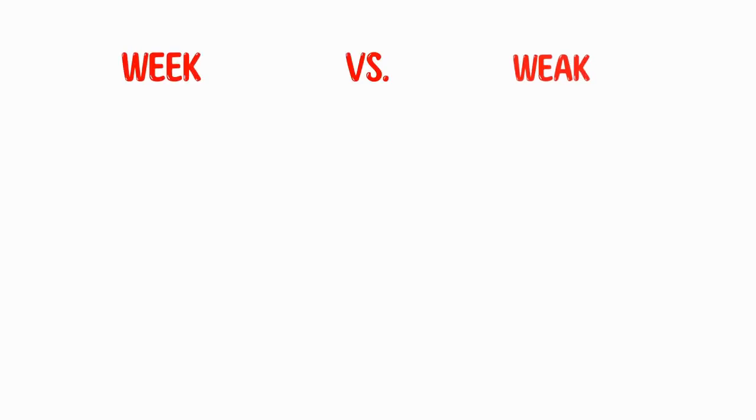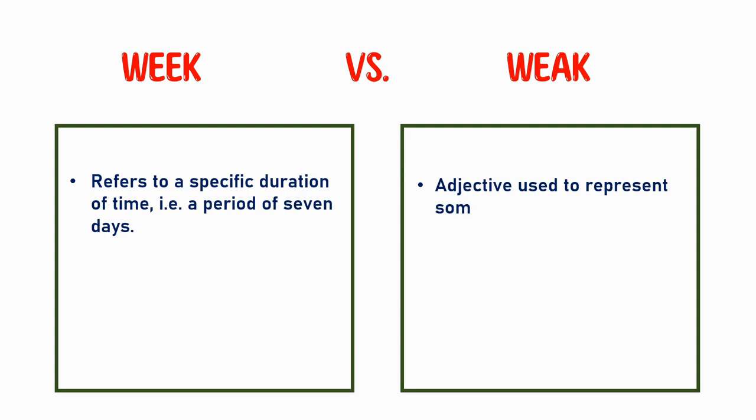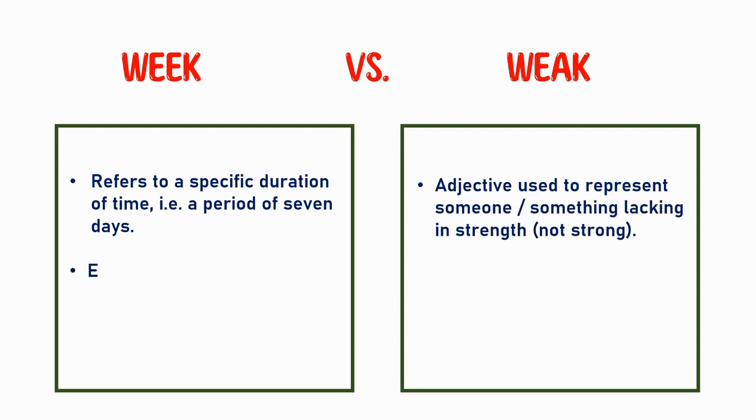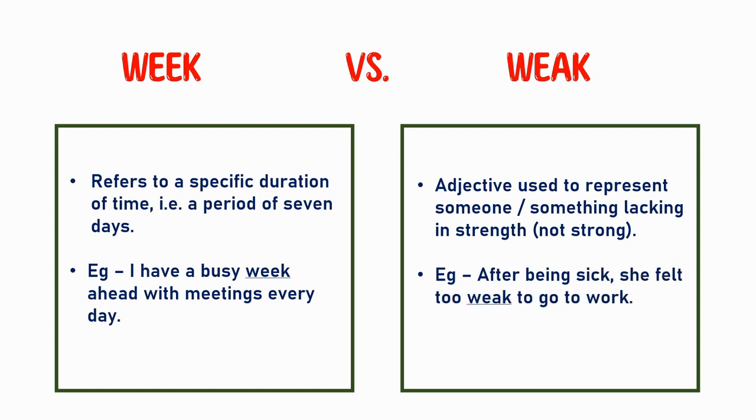Week and weak. Week refers to a specific duration of time, that is, a period of 7 days. While weak is an adjective which is used to represent someone or something lacking in strength. For example, I have a busy week ahead with meetings every day. After being sick, she felt too weak to go to work.